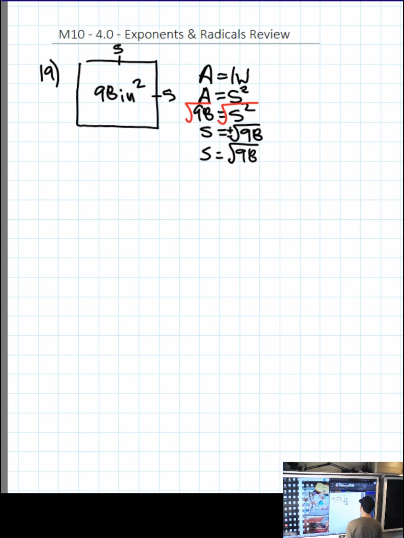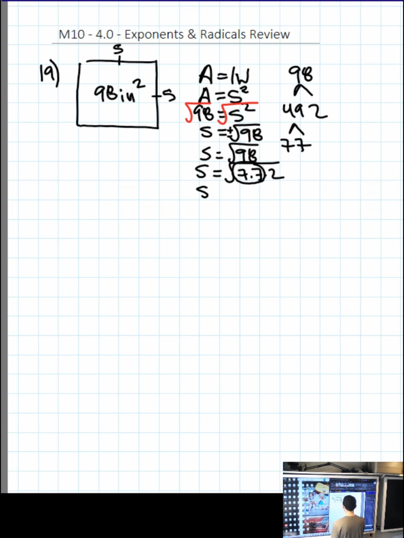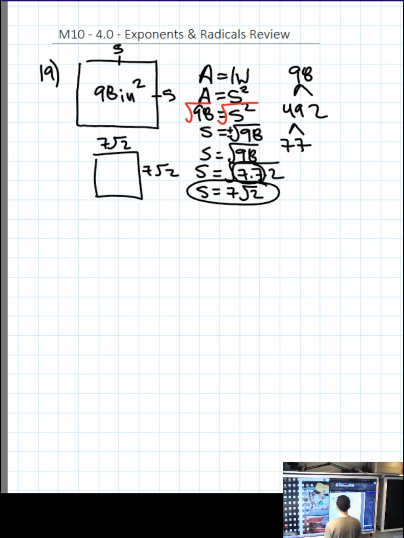Now, is this our final answer? Well, we have to take 98 and do a prime factorization tree on it. So that's going to be 49 times 2. Therefore, that's going to be 7 times 7. So s equals the square root of 7 times 7 times 2. We have two identical numbers underneath the square root. Therefore, s equals 7 root 2. Circle our answer, and I'm going to draw a new diagram and put it in the diagram, not as big. 7 root 2, 7 root 2. So that is the side length from the area information.